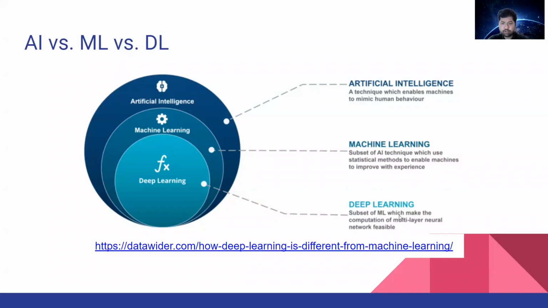And finally, we have the subset deep learning, which is again a subset of machine learning, and it encompasses all the algorithms that mostly deal with deep neural networks. Machine learning has lots of types of algorithms, and one of the algorithm classes is neural networks. Deep learning deals with all the neural networks and their multiple layers.